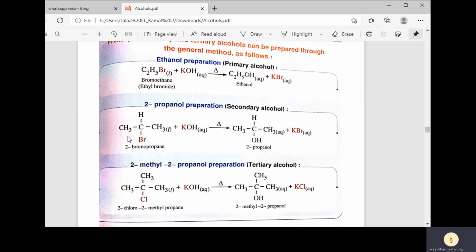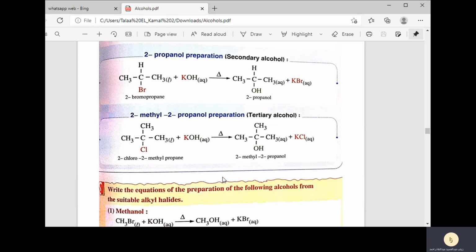So again, in order to obtain 2-propanol, and 2-propanol is a secondary alcohol, we have to take 2-bromopropane, then we add KOH aqueous and heat. What will happen? The K takes the Br and OH replaces the Br, so we get 2-propanol.